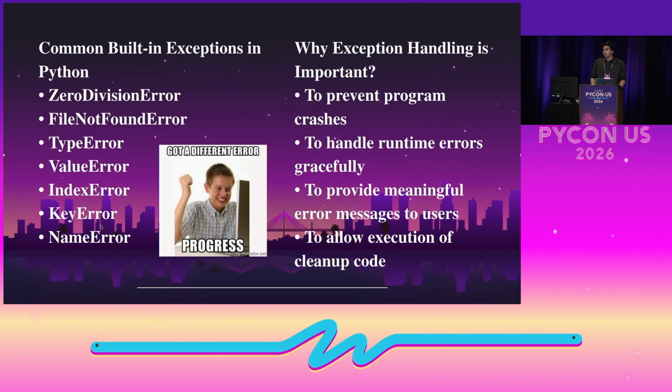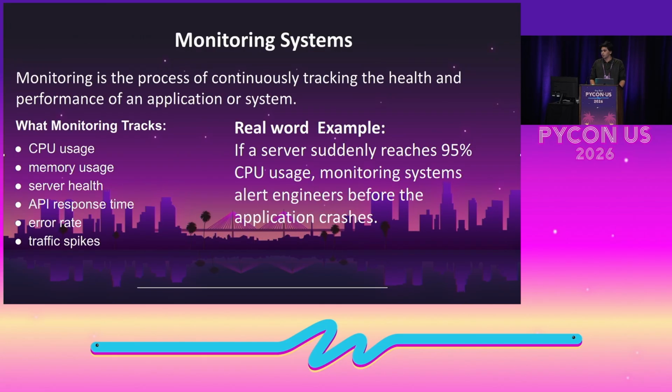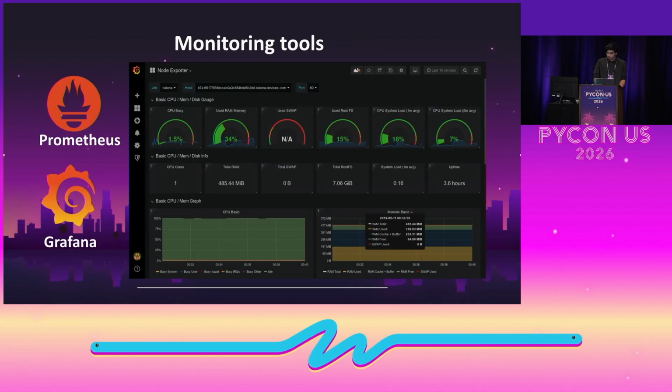So there are common built-in exceptions in Python, which can be ZeroDivisionError, FileNotFoundError, TypeError, ValueError, IndexError, KeyError, or NameError. Tracebacks and exceptions are used to prevent program crashes, provide meaningful error messages to users, and to handle runtime errors gracefully. So, monitoring systems.